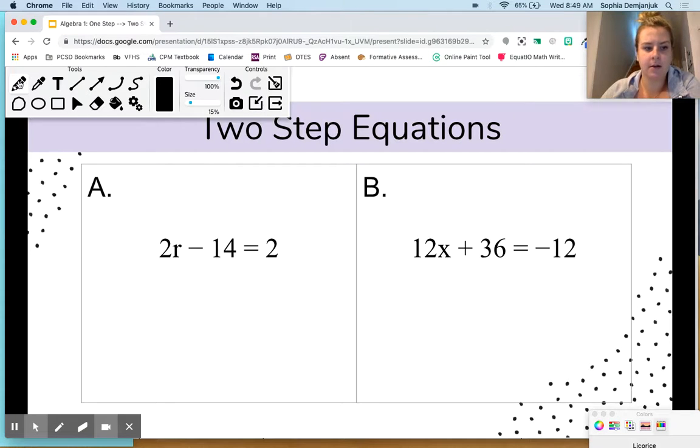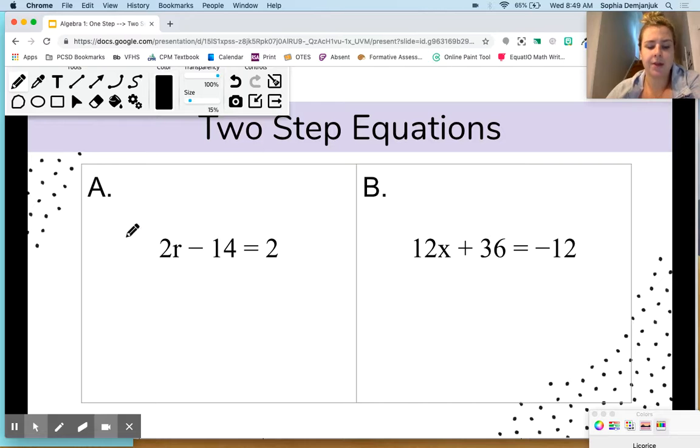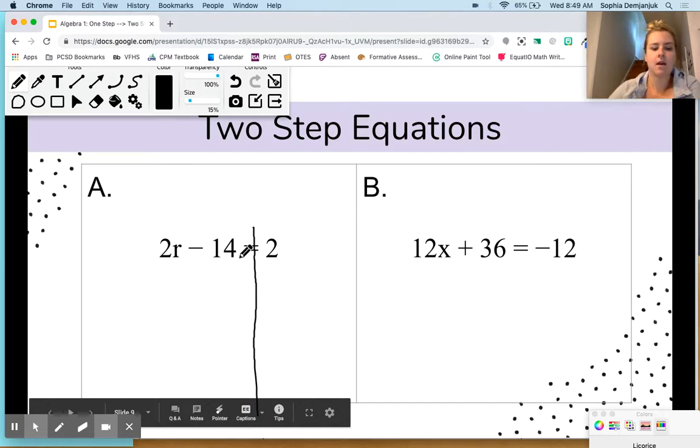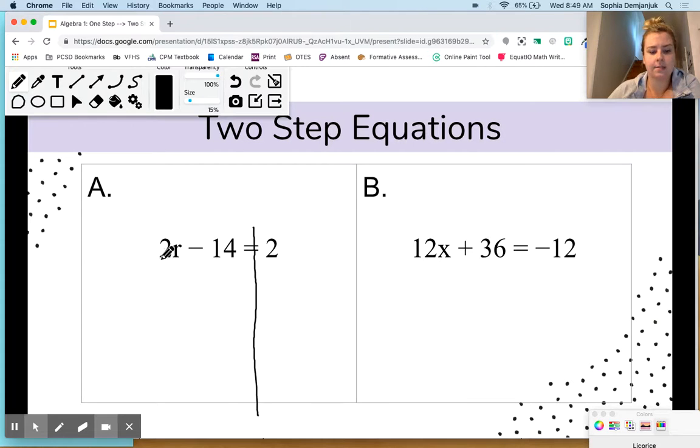All right, and now we're on to our two-step equations. So looking at A, we have 2r minus 14 equals 2. You're again going to start out by drawing the line down. Our goal is to get this r piece by itself. So I want to move everything to the other side first. When I'm looking at the piece that's not connected to the r, I see a minus 14. So we want to get that 14 to the other side. Since it is being subtracted, we're going to do the opposite, and we will add 14 to both sides.